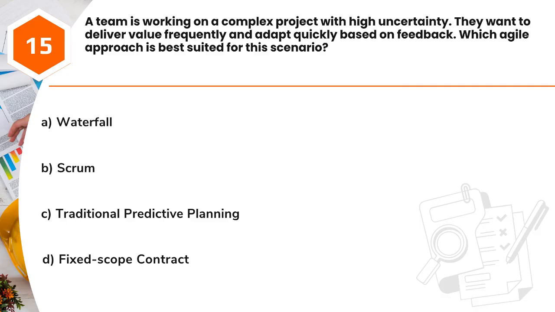Question 15. A team is working on a complex project with high uncertainty. They want to deliver value frequently and adapt quickly based on feedback. Which Agile approach is best suited for this scenario? A. Waterfall. B. Scrum. C. Traditional predictive planning. D. Fixed scope contract.